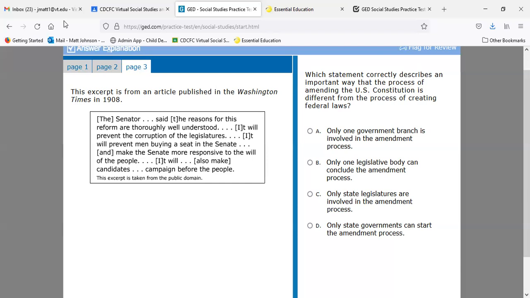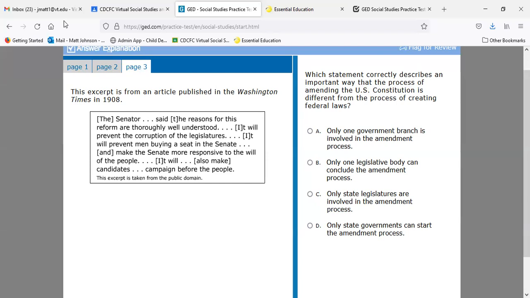Let's go to Delasha first for our first question here. Delasha, which statement correctly describes an important way that the process of amending the US Constitution is different from the process of creating federal laws? So is it A, only one government branch is involved in the amendment process? B, only one legislative body can conclude the amendment process? C, only state legislatures are involved in the amendment process? Or D, only state governments can start the amendment process?